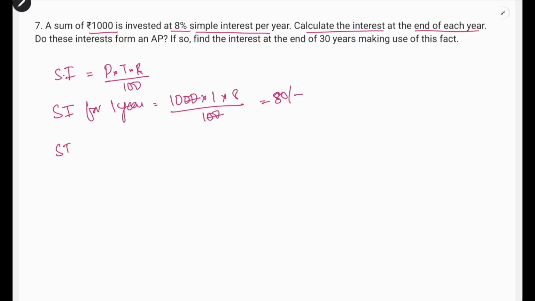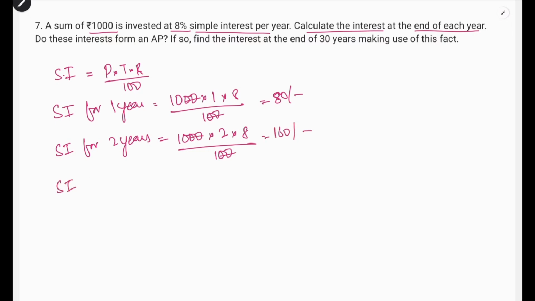Okay. Now what is the simple interest for 2 years? It is P into 1000 into time is 2 years and rate of interest is 8 divided by 100. Okay, it is 160 rupees.